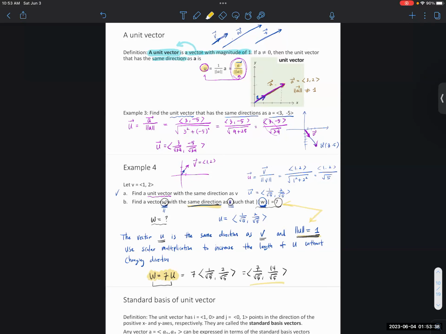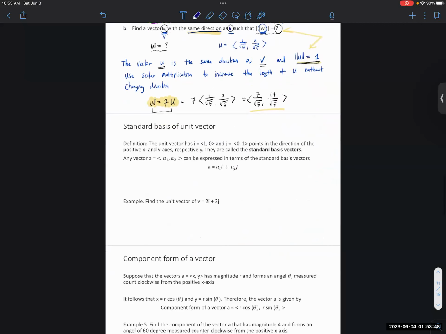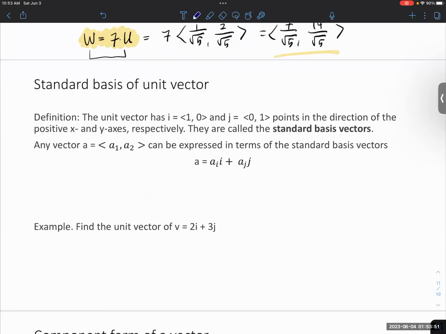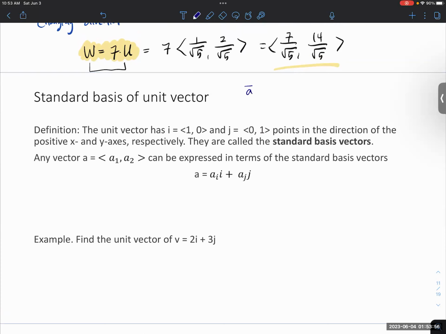It's kind of like a subset, and it's a very, very fundamental thing of any vector system. Now I'm going to introduce the next one, the standard basis unit vectors. So what is a standard basis unit vector? First of all, we have a vector A. Let's say it is A1, A2. When you look at the image, this is the vector A. You have A1, you have A2. So this is the vector A.